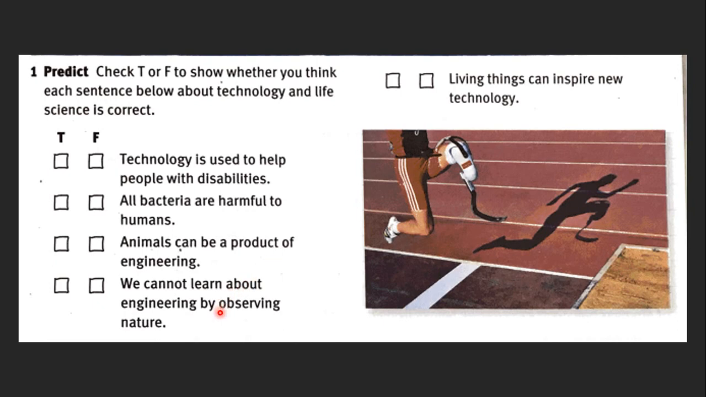Number 4, it says we cannot learn about engineering by observing nature. So this is false, and we're going to take a look at 2 or 3 examples of how we can look at the world around us and learn how to make new things. Number 5, it says living things can inspire new technology. And that is absolutely true. When human beings produce new technologies, oftentimes we take a look at nature, we take a look at animals and plants and the world around us, and we get ideas that we can use to make new types of technology.